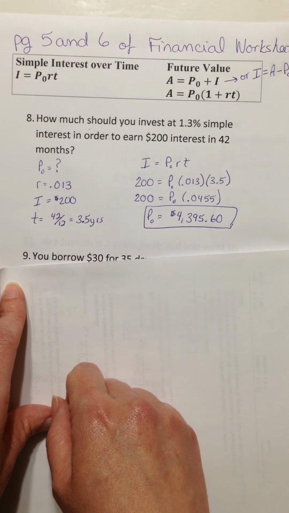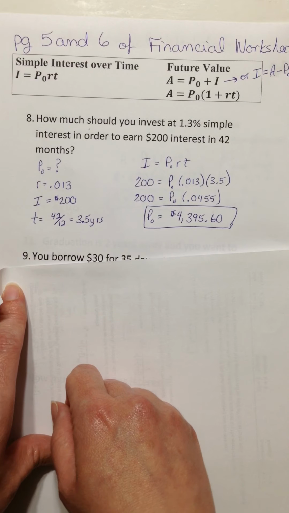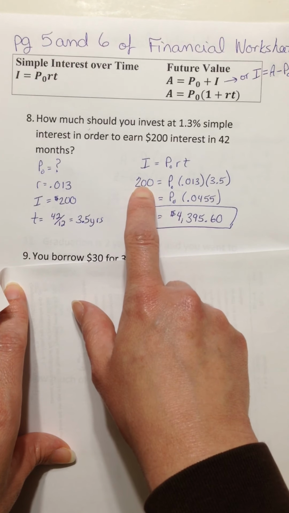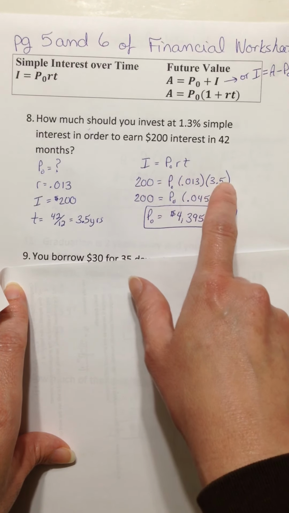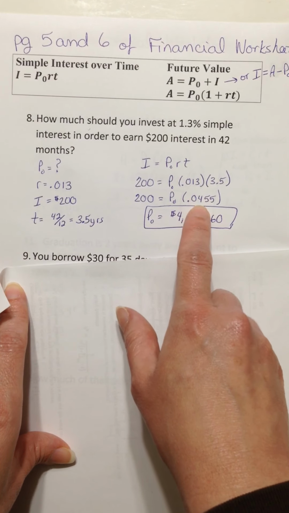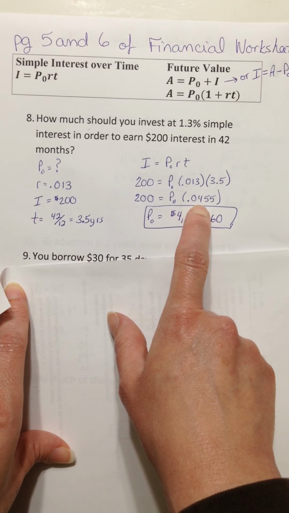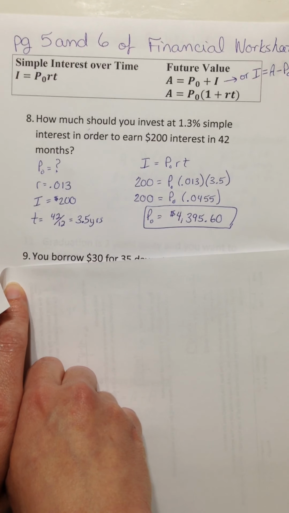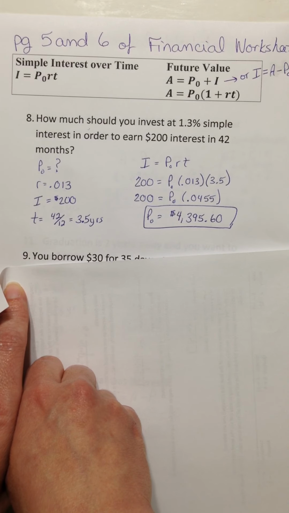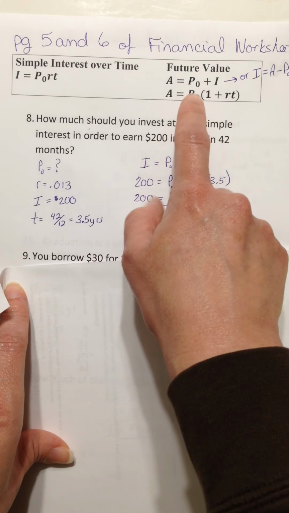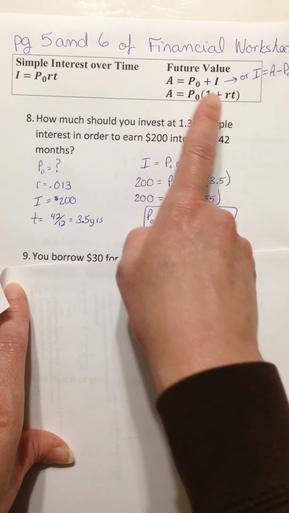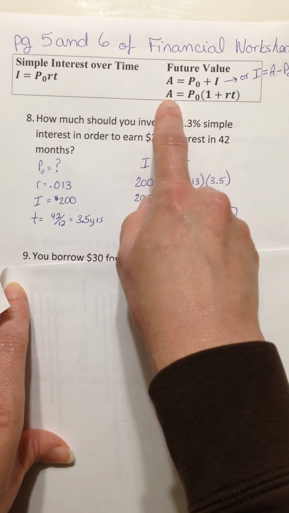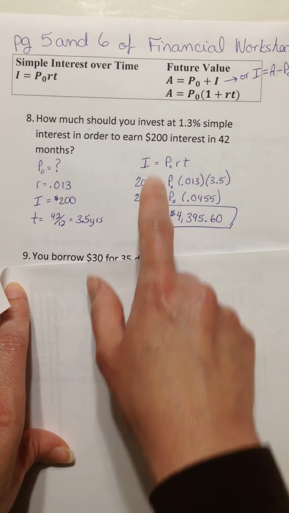When I plug it into I equals PRT, then the I is the 200, the rate and the time, plug those in, multiply these to get 0.0455, divide by this one to get $4,395.60. Okay, you could not have used this formula because you would have two unknowns. Right? You would not know the A or the P0. You had to use this formula.